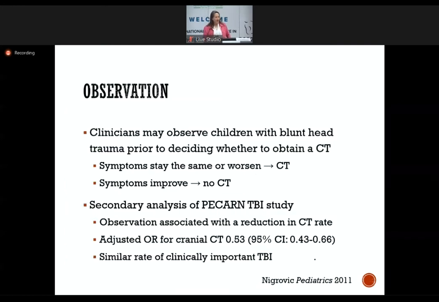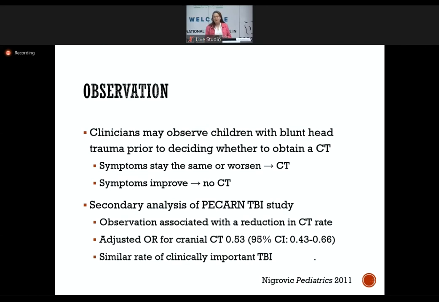So what are our strategies? Observation can be a really effective strategy when you're not sure. The patient's not at low risk, but they have some factors. And that is a simple strategy where you're just going to watch the child and see how they do over time, over the matter of a few hours. And if the symptoms stay the same or worsen, you're going to go ahead and get a CT scan. And if the symptoms improve, then you feel good about sending them home.